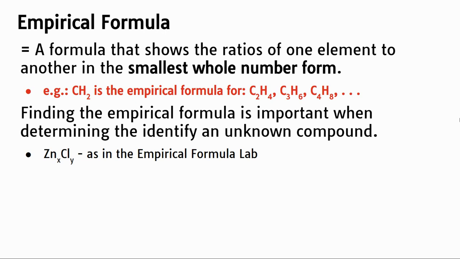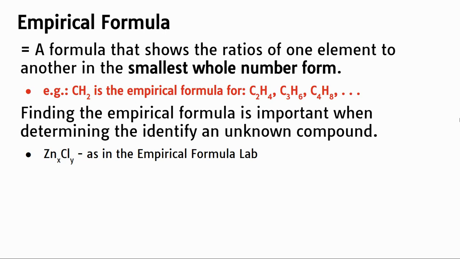For example, take a look at what's written in red. CH2 would be an empirical formula for the following compounds: C2H4, C3H6, C4H8. You can see it's almost a common denominator for the compounds. It's the most reduced form of that compound.